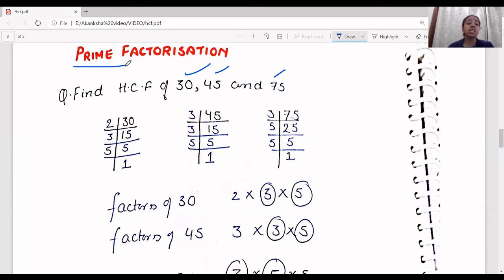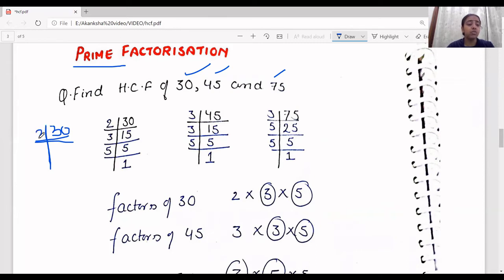Now, prime factorization means that the factorization will be done in the form of prime numbers. So let's start one by one. 30. I'll be telling you how to find out the prime factors of 30. First, write down your 30 like this. Make a straight line and then following another line. And after which you'll be first suggested to find which prime factor 30 will be divided by.